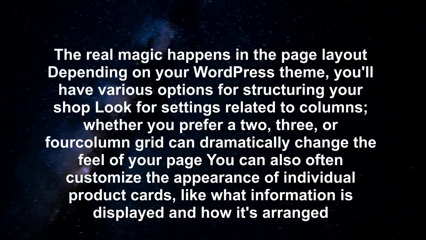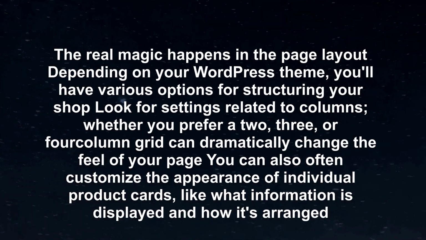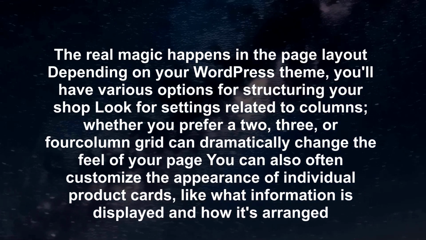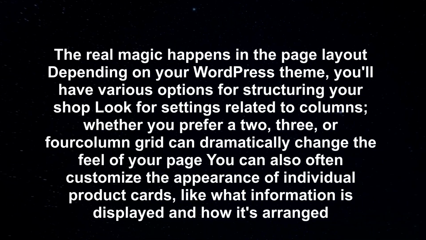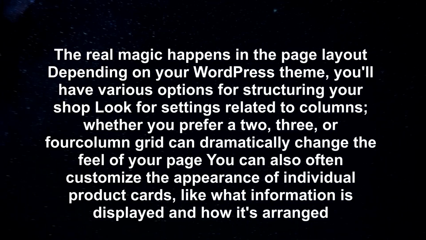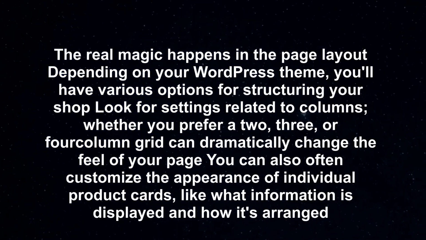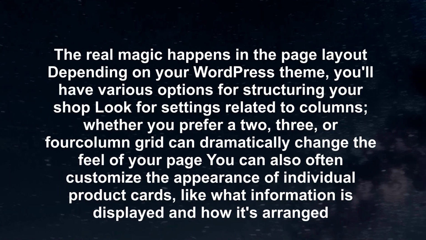The real magic happens in the page layout, depending on your WordPress theme. You'll have various options for structuring your shop. Look for settings related to columns. Whether you prefer a 2, 3, or 4-column grid can dramatically change the feel of your page. You can also often customize the appearance of individual product cards, like what information is displayed and how it's arranged.